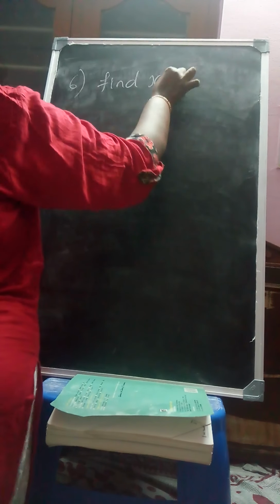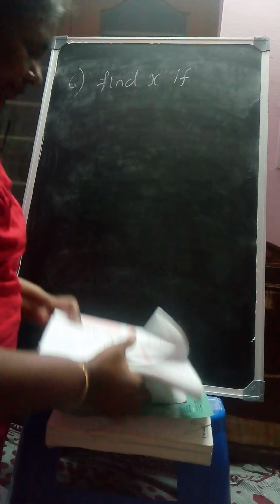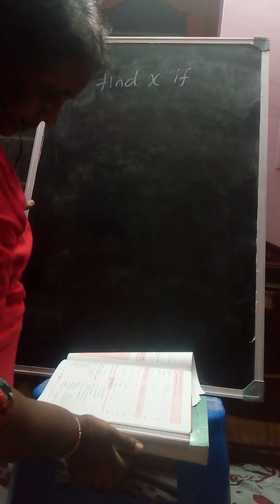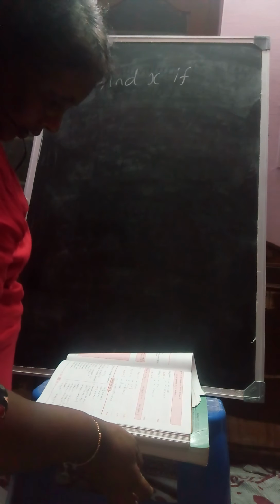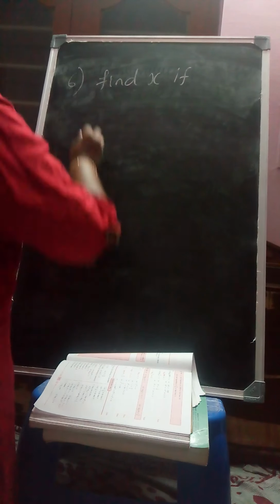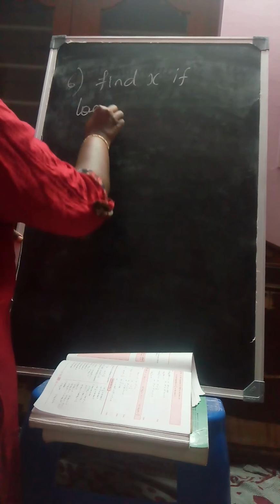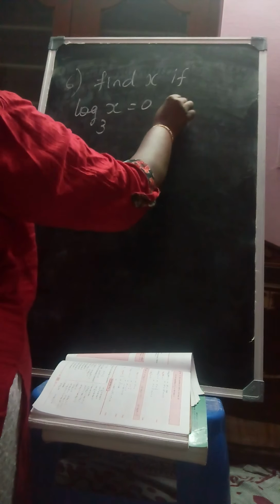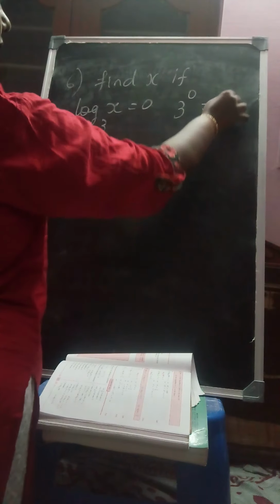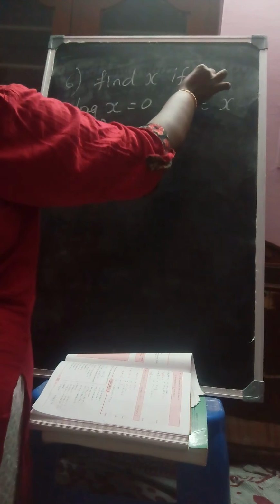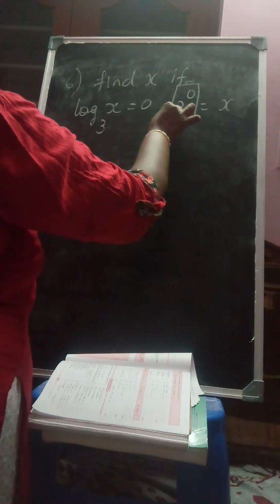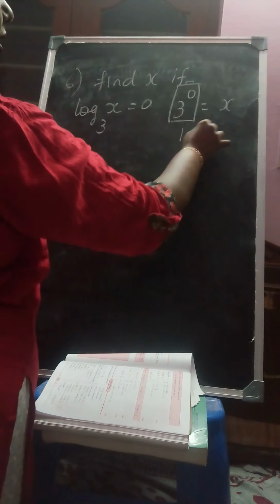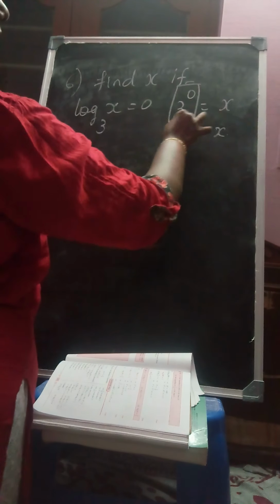Find x if log₃ x is equal to 0. Now see here, we have to write this in the exponential form. 3 raised to the power of 0 is equal to x. What is 3 raised to the power of 0? Anything raised to the power of 0 will be 1. So 1 is equal to x. This is the answer.